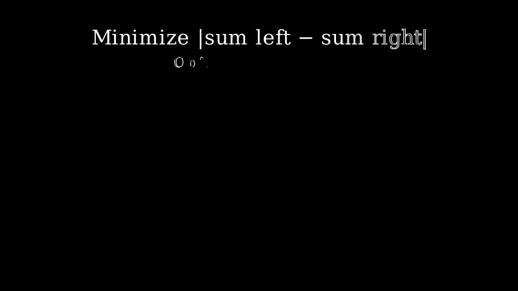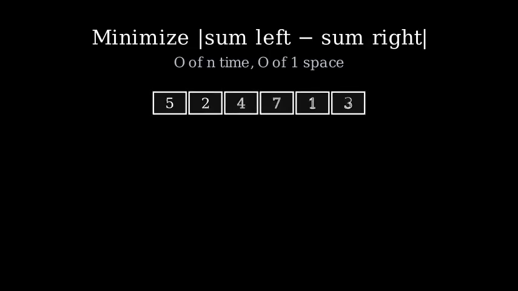We want to split an array into two parts to minimize the absolute difference between the two sums. The goal is to design an algorithm that runs in linear time and uses constant extra space. Here is an example array.